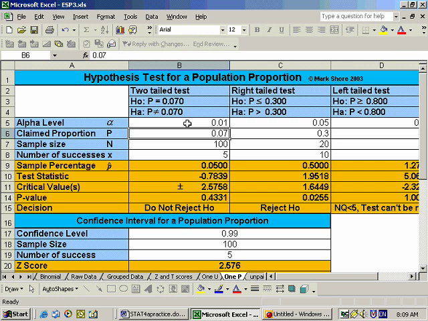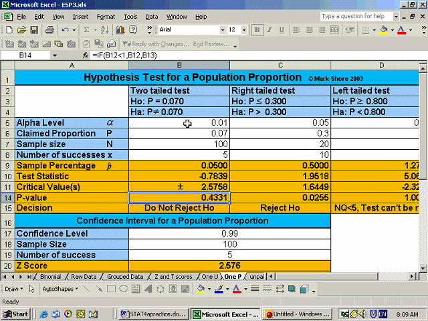Your claim proportion was 0.07. Your sample size was 100, and your number of successes was 5. That gives you a sample percentage by doing x over n of 5%, or 0.05. Your test statistic is negative 0.7. Your critical values are positive and negative 2.578, and your p-value is 0.4331.